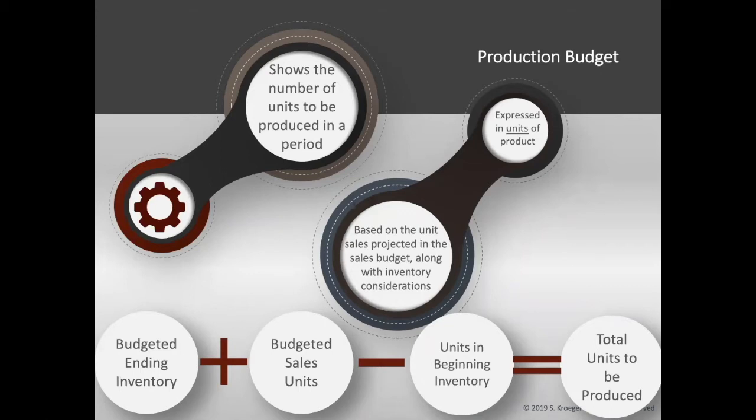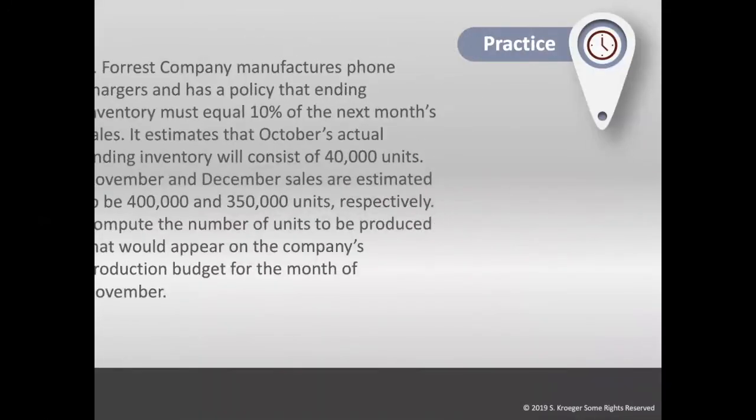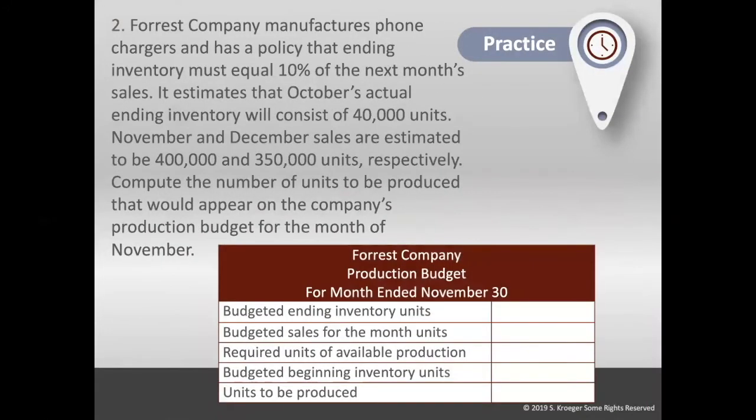Let's do an example together. This is number 2 on your classwork. We have Forest Company, who manufactures phone chargers and has a policy that ending inventory must equal 10% of the next month's sales. Therefore, we want 10% of what we think we're going to sell next month made prior. It estimates that October's actual ending inventory will consist of 40,000 units.